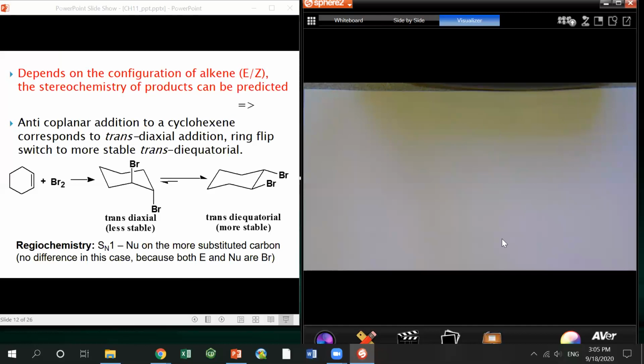So for step 2, you can use any strong base or strong nucleophile, that will be fine. Sodium hydroxide is good.